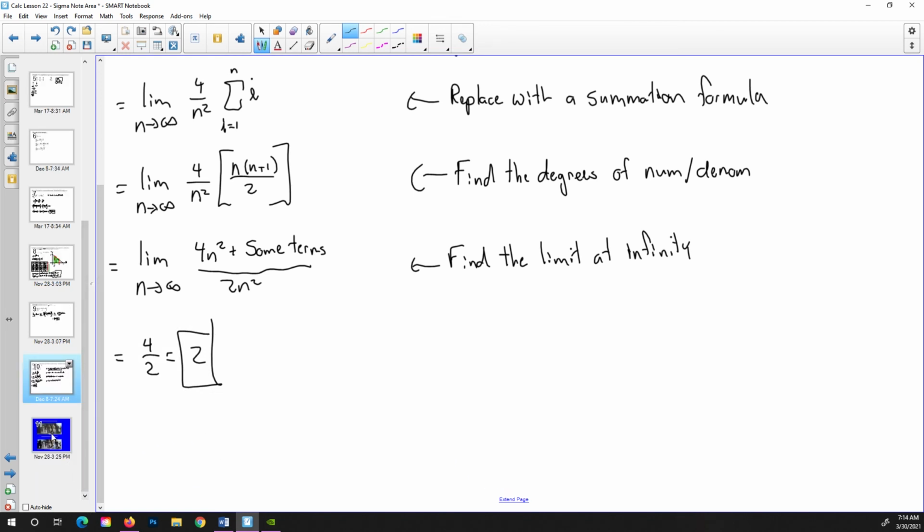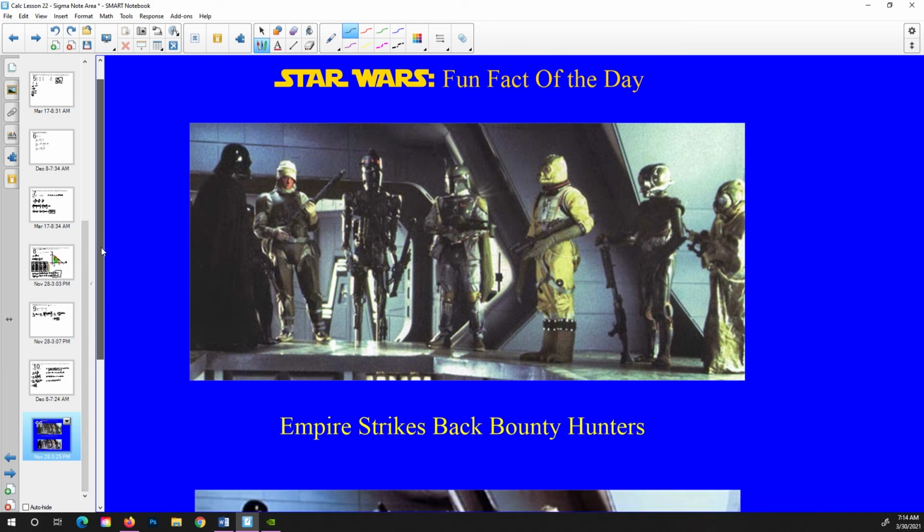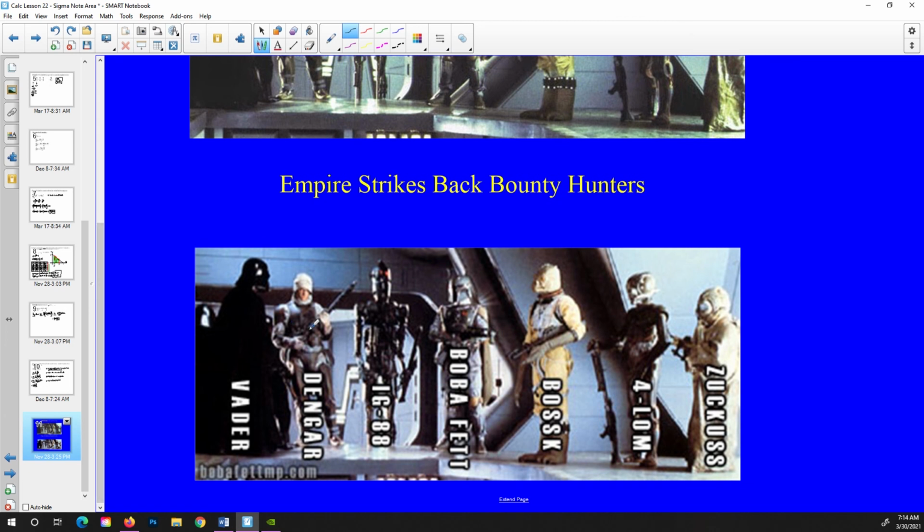So the Star Wars fun fact of the day. In Empire Strikes Back, Darth Vader tries to get a bunch of bounty hunters to find Han Solo, Princess Leia, Chewbacca, and the Millennium Falcon. These bounty hunters in canon all have names and backstories. And their names are, this guy is Dengar, this is IG-88, this is the famous Boba Fett, the most famous one of all of these bounty hunters. This one is Bossk, here is Zuckuss, and this last one is Zuckuss.